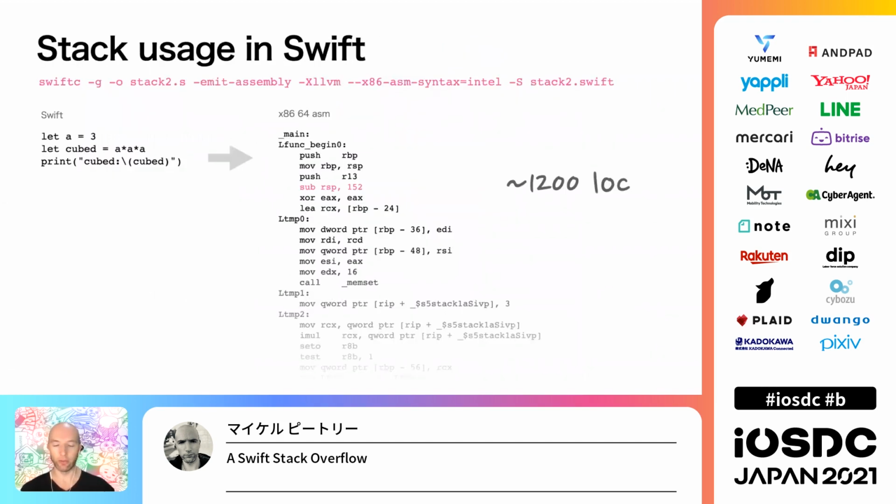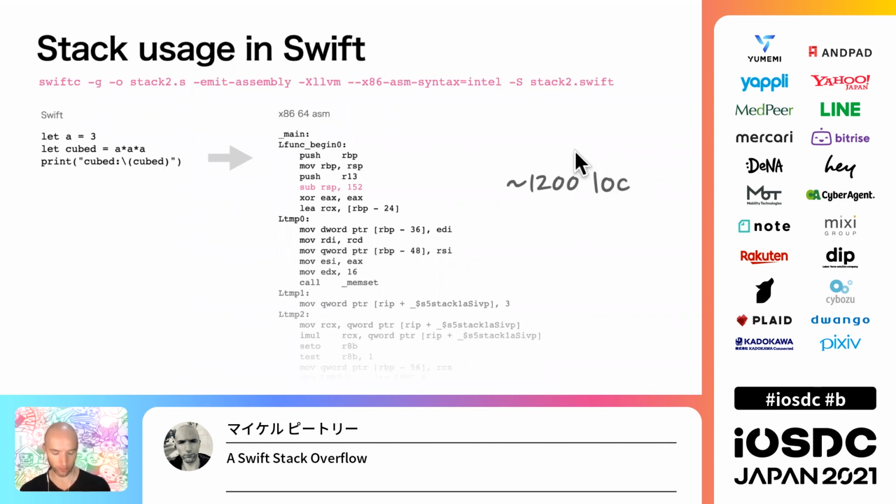So now that we know how the stack works in C, let's take a look at Swift. We have the same program here on the left. We declare our variable A, and then we cube it, and then we print out the result. If we run the swiftc command up here, we're able to output the x64 assembly. And the first thing to note is that it gives us 1,200 lines of code.